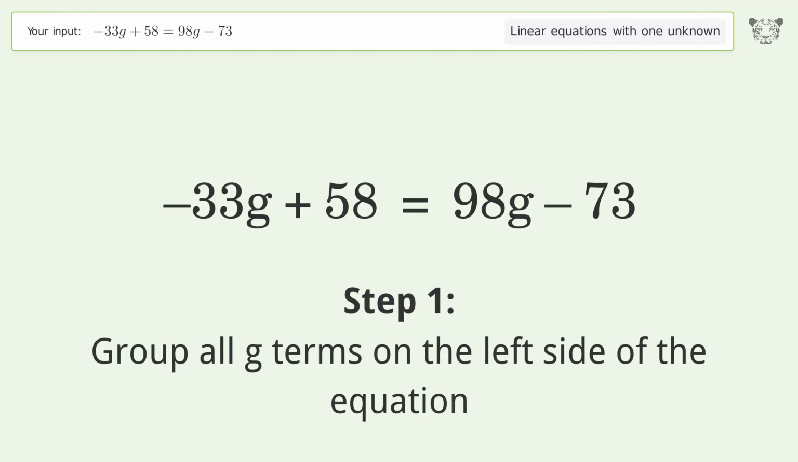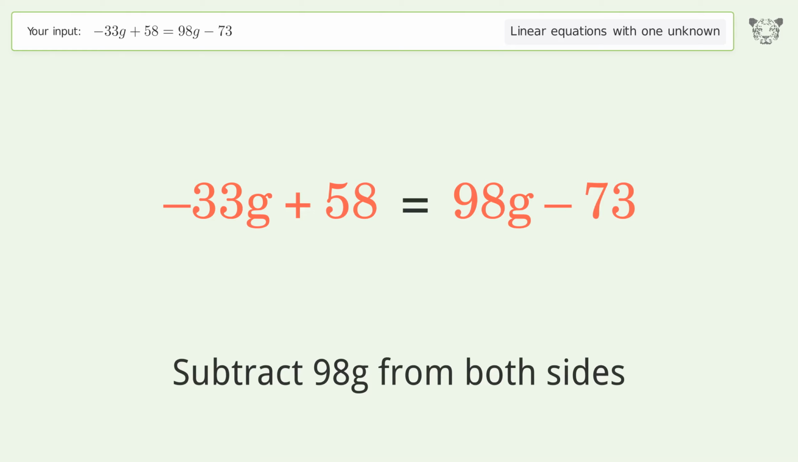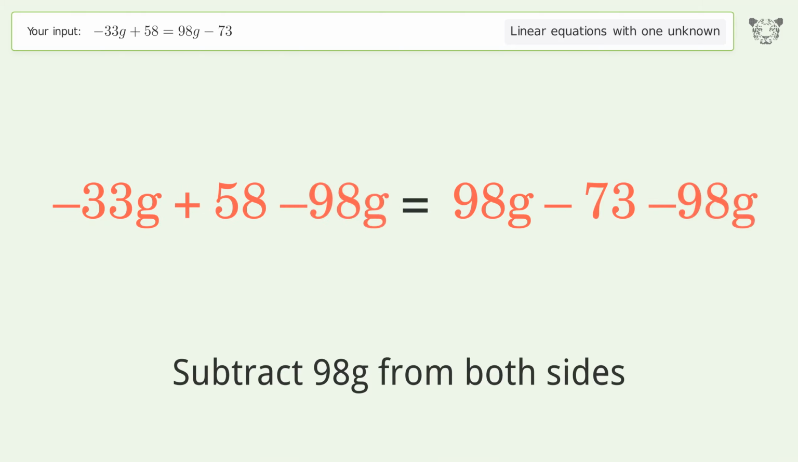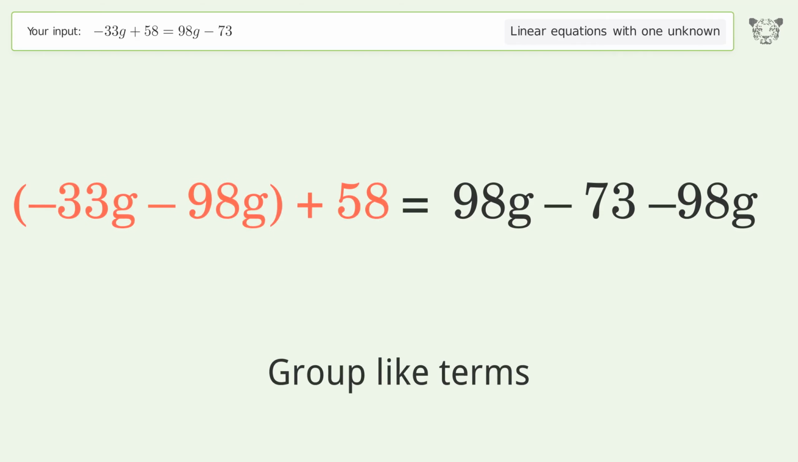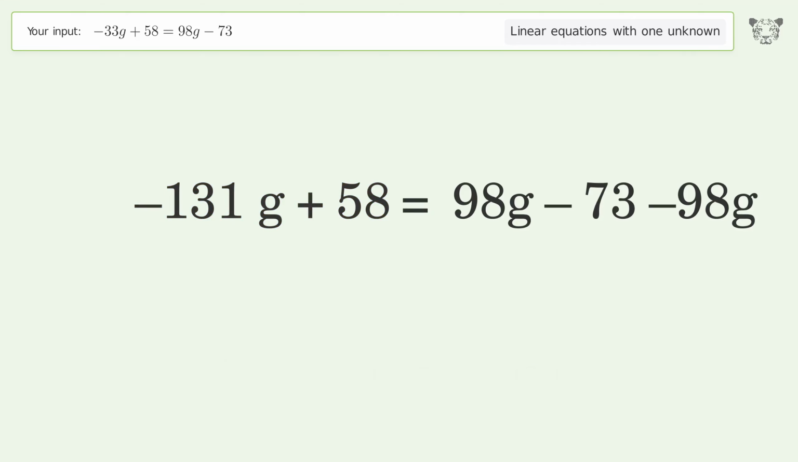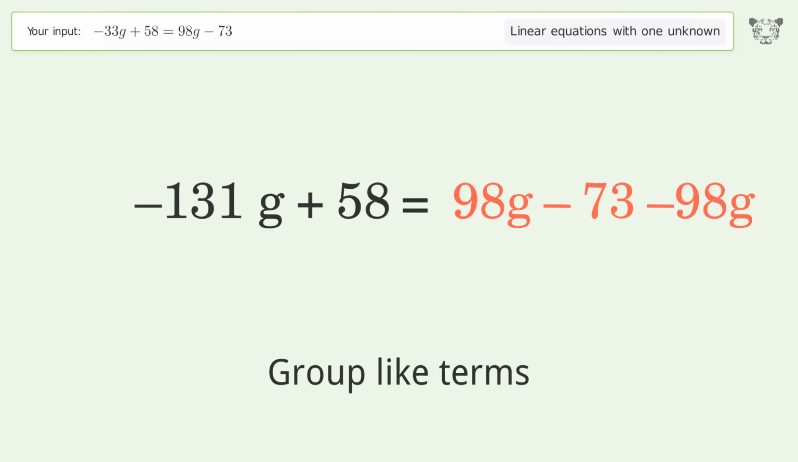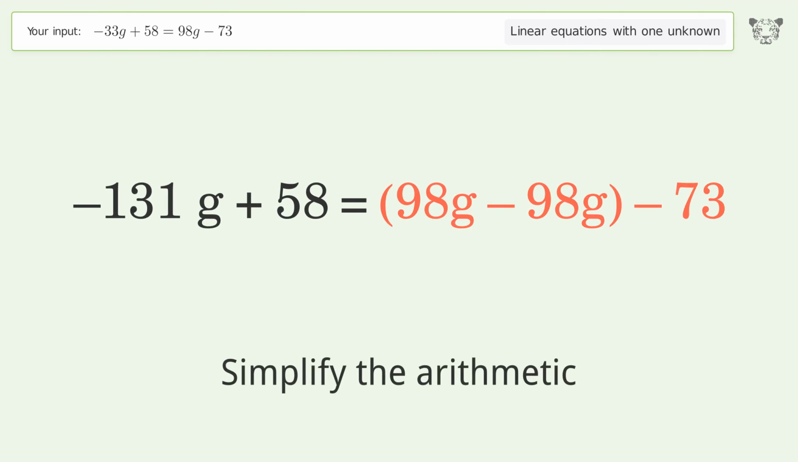Group all g terms on the left side of the equation. Subtract 98g from both sides. Group like terms. Simplify the arithmetic. Group like terms. Simplify the arithmetic.